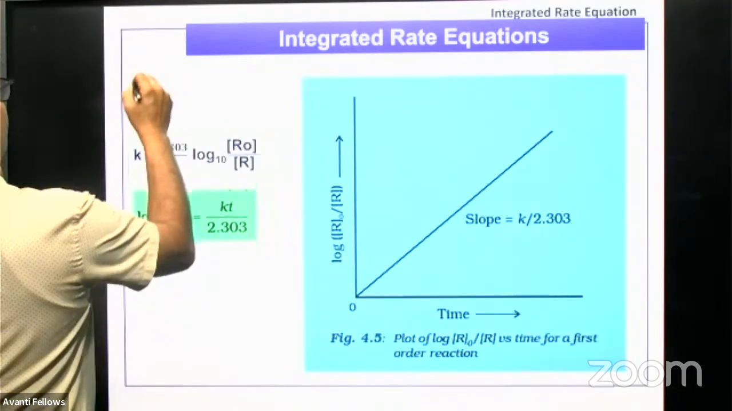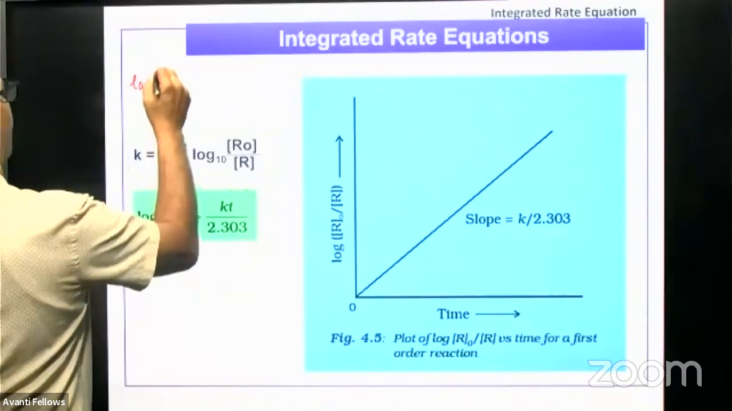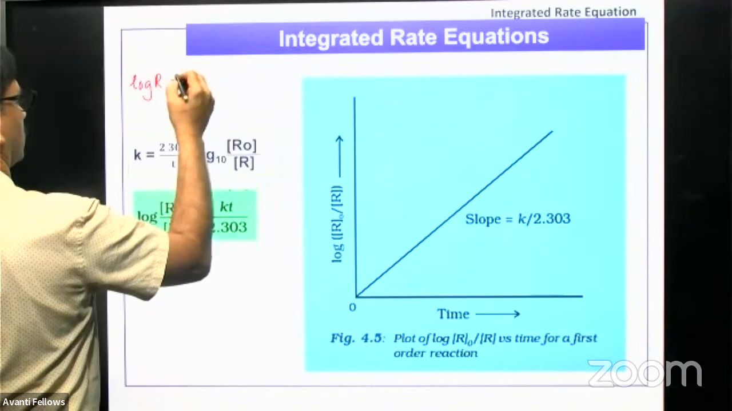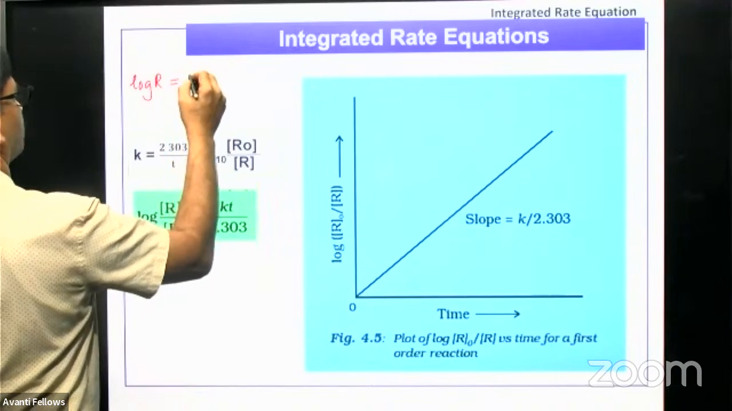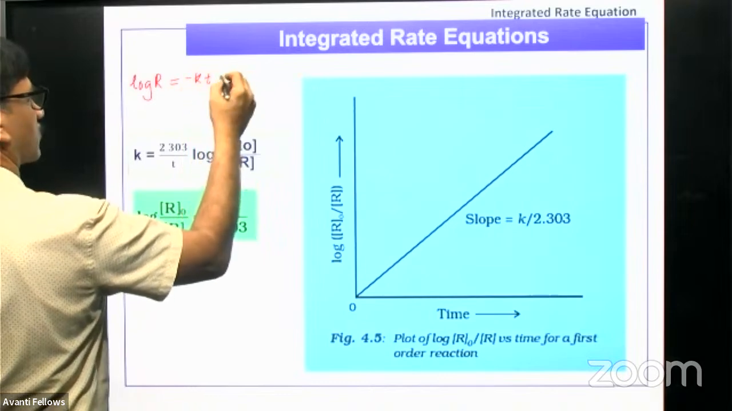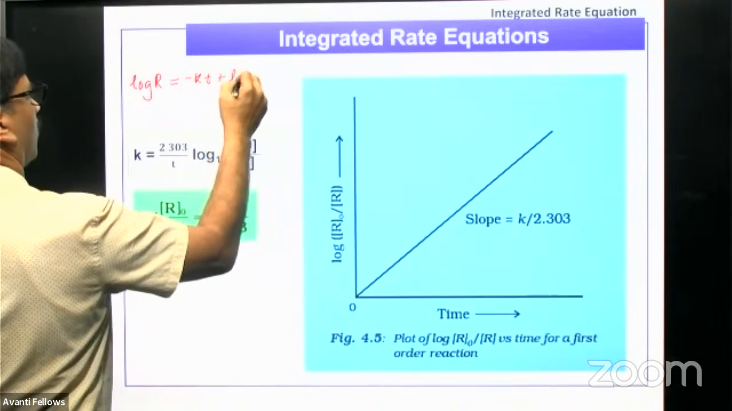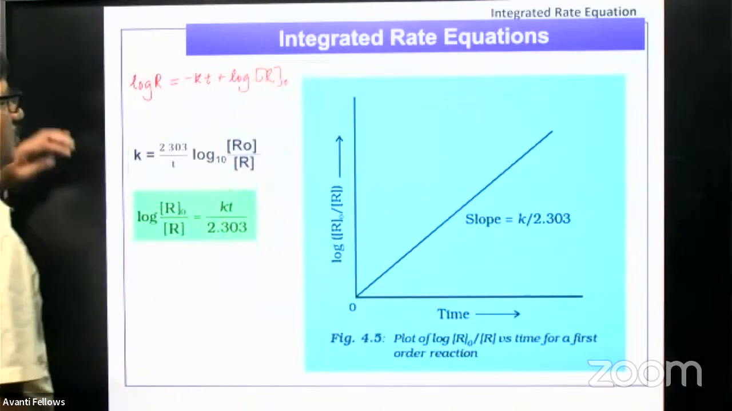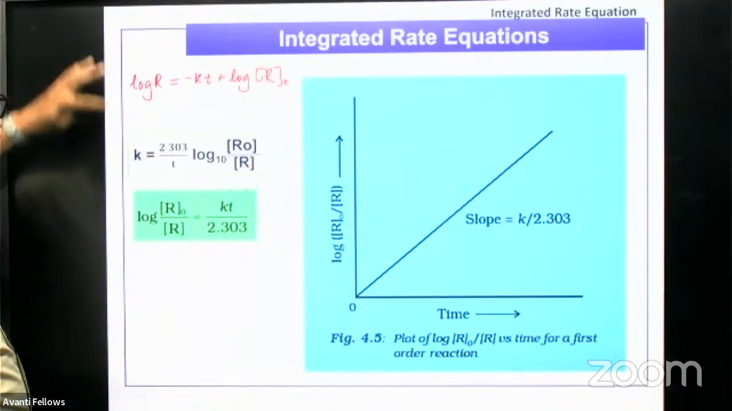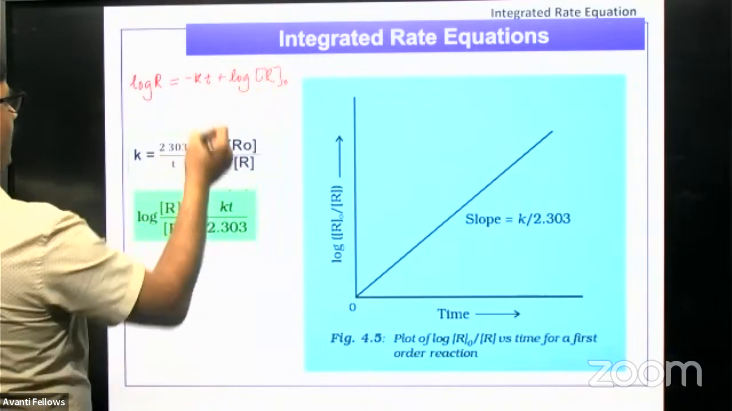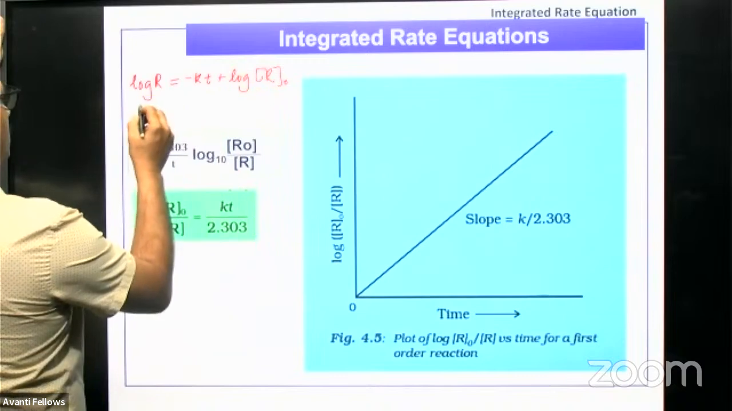So log of R is equal to minus Kt plus log of R0. This is the expression from which we have derived this, right? Okay, I can further tell you about how this equation has come, right?